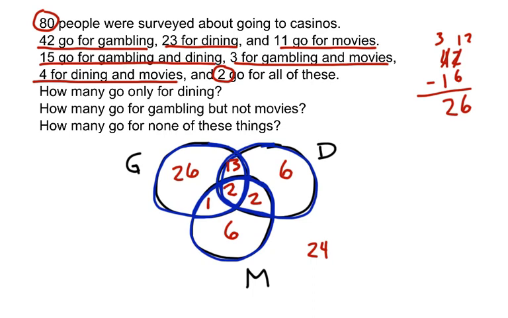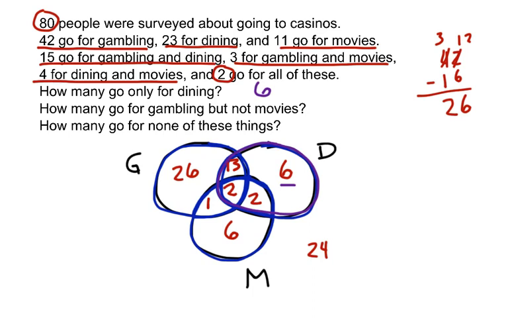So let's see. How many go for only dining? That means they go for dining, so they're inside the D circle, but they are not in any of the other circles. That means they don't go for gambling, they don't go for movies. Well, the people that only go for dining are these 6 people right here, and that's it. So how many go only for dining? 6.